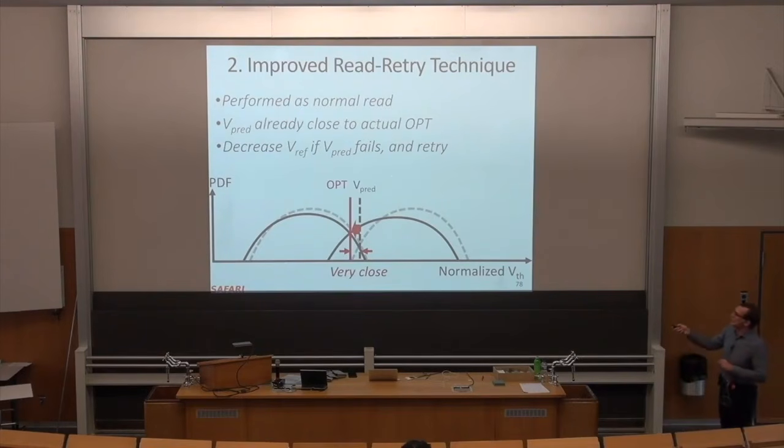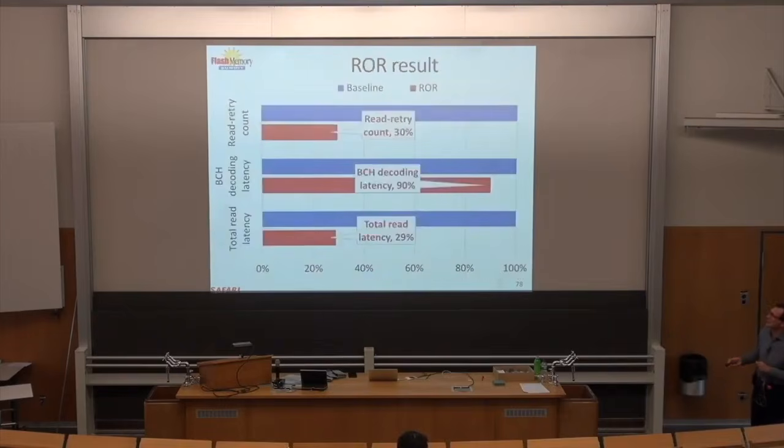So if ECC fails, you decrease the read reference voltage and then retry. So hopefully now you don't do a lot of iterations in this read retry, right? That's the idea. That's why you need to model this predicted voltage. Okay. So if you look at it, you actually see a lot of benefits from these techniques.